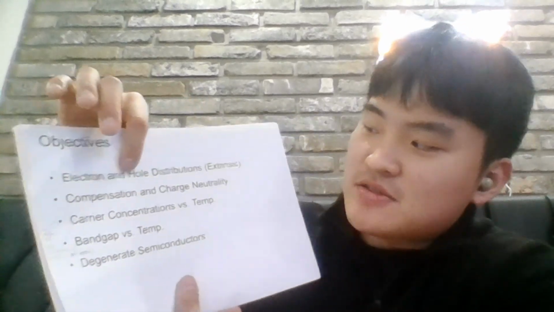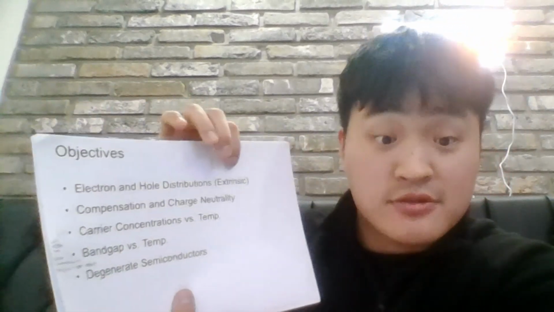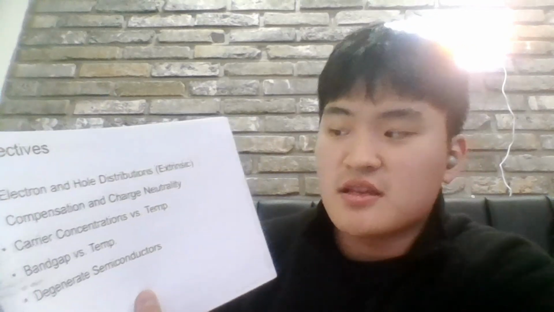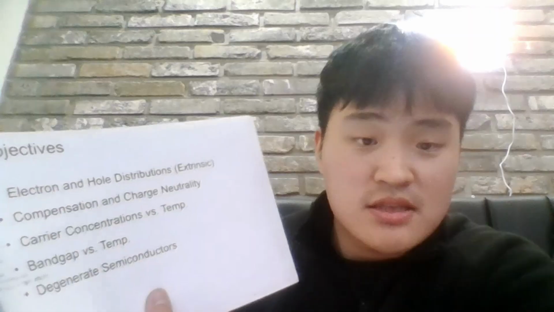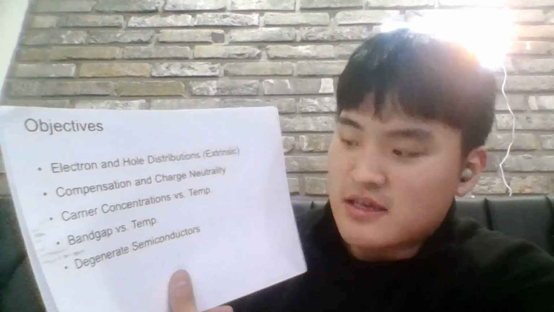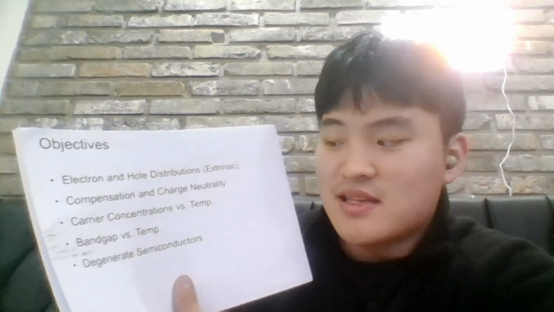And for the last part, the seventh course material, we learn electron and hole distributions in extrinsic semiconductors, compensation and charge neutrality, carrier concentrations with temperature, band gaps with temperature, and lastly, degenerate semiconductors.